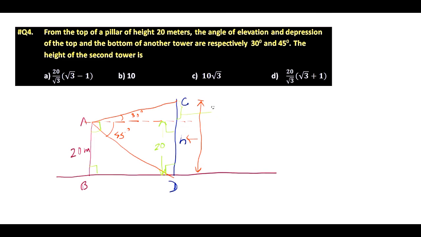That means I need to only find this particular part. If I can find that, then I can add it with 20. So my complete target will be to find this particular part. So for reference, I can name it as M, this point.